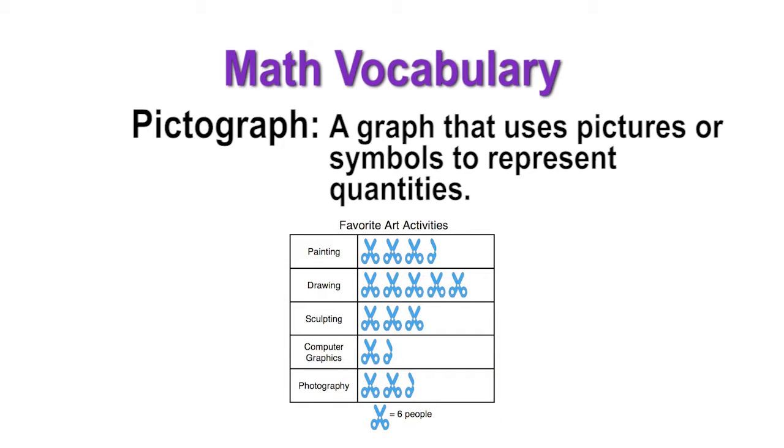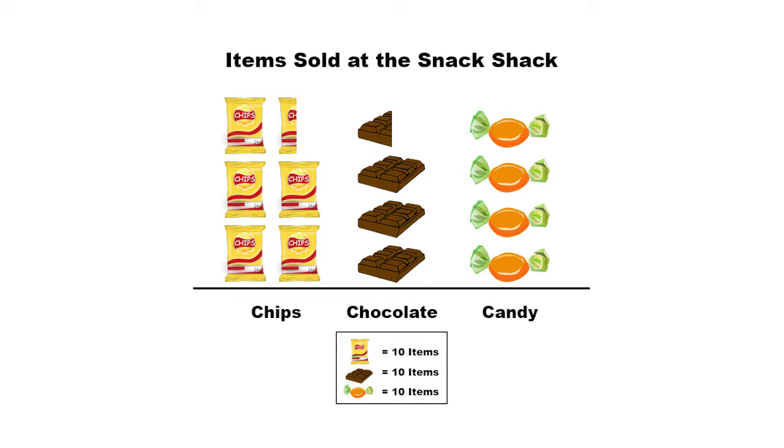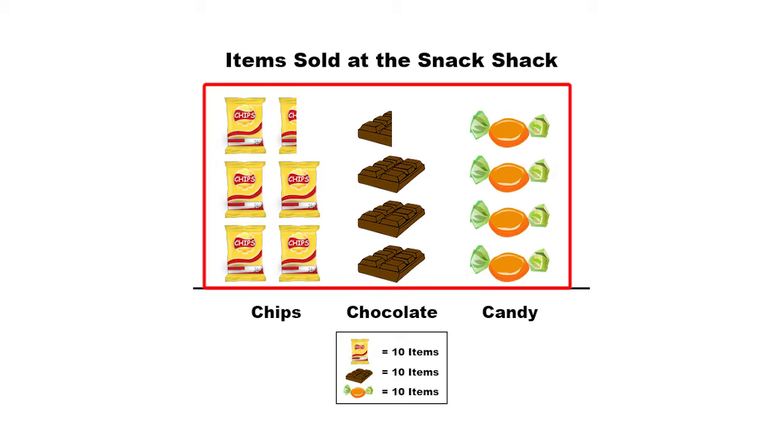Let's look at a new type of graph called a pictograph. How is this like a bar graph, and how is it different from a bar graph? Just like a bar graph represents data, so does a pictograph in a slightly different way. Pictographs visually represent information using pictures rather than bars. Each picture represents how much of something belongs in a category.